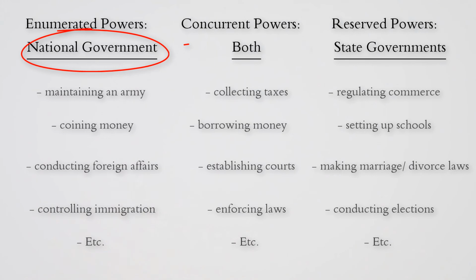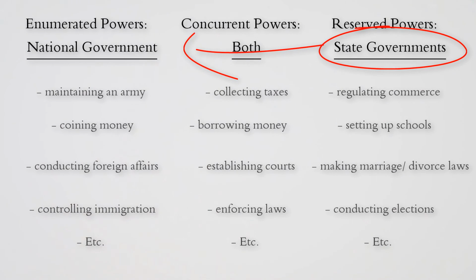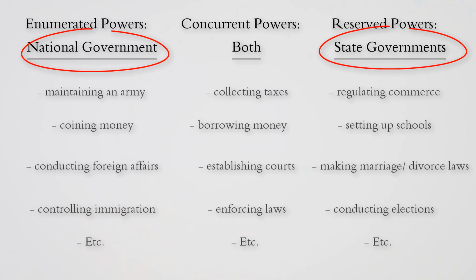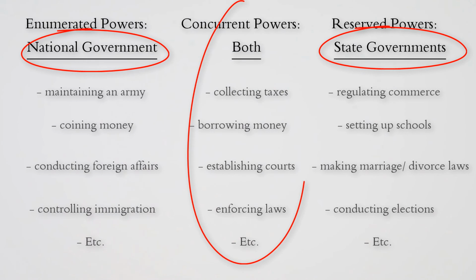So the national government does not have control over the reserved powers, and the state governments do not have power over the enumerated powers, but they both share control over the concurrent powers.